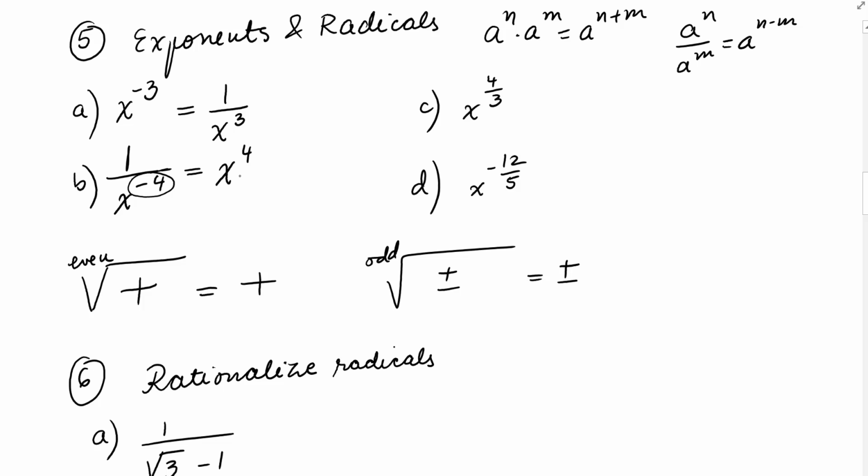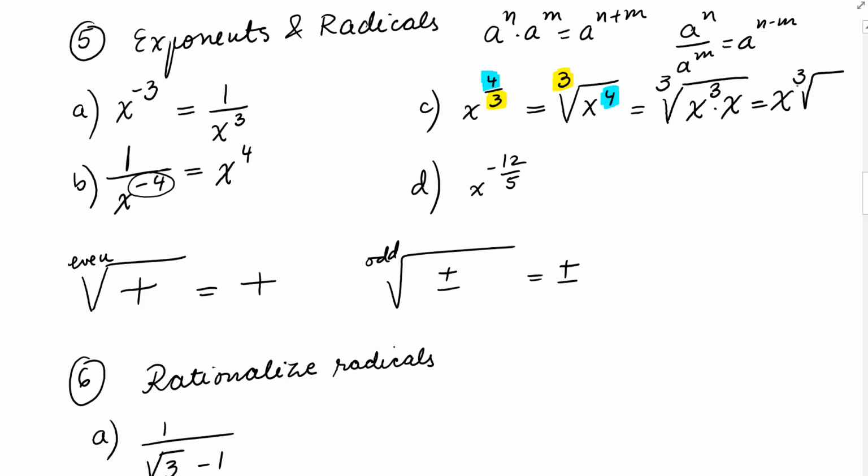In part C, x to the 4 over 3 can be written as the cube root of x to the fourth, where the denominator of 3 becomes the index of the radical, and this exponent 4 becomes the exponent of the x. Now this one can also be simplified to the cube root of x to the third times x. Why? Because the cube root of x to the third is just x, and then we are left with the cube root of x. So it was written in the simplest form.